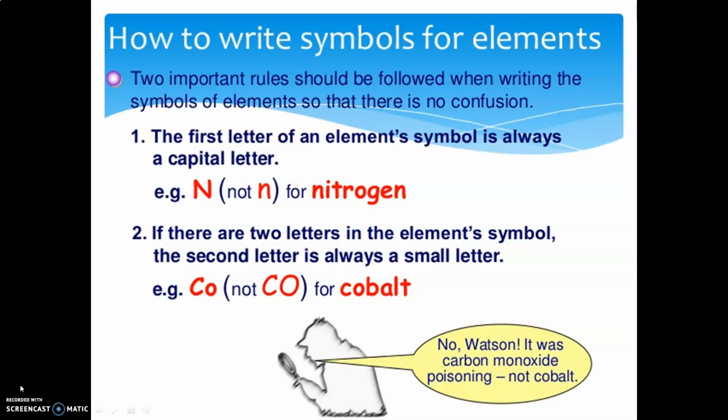Clear? Now, these symbols also represent an atom of that element. How? If you write plain H, H is hydrogen. It represents the element hydrogen as well as one atom of hydrogen. If you write H2, that means two atoms of hydrogen. Clear?